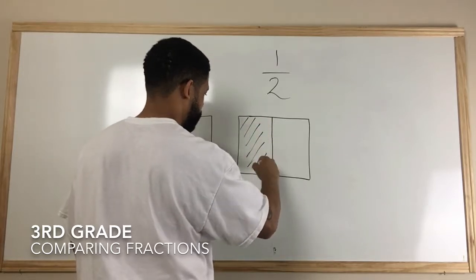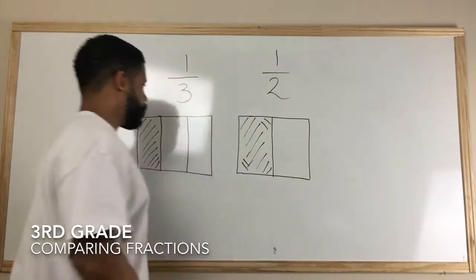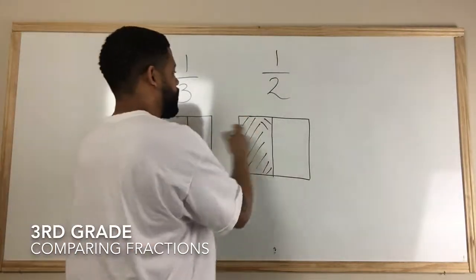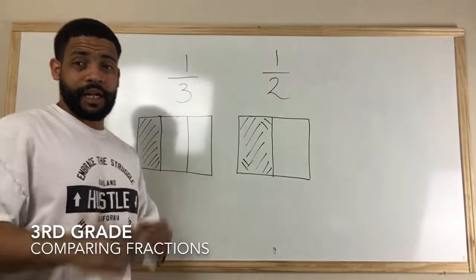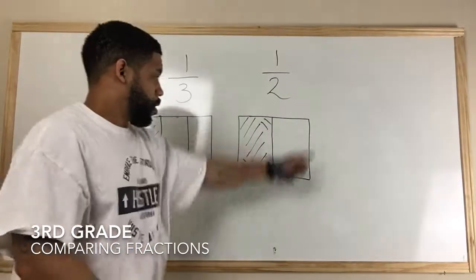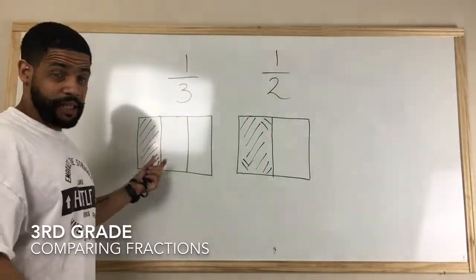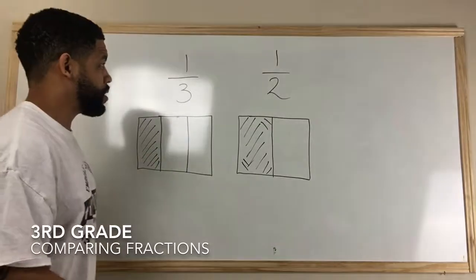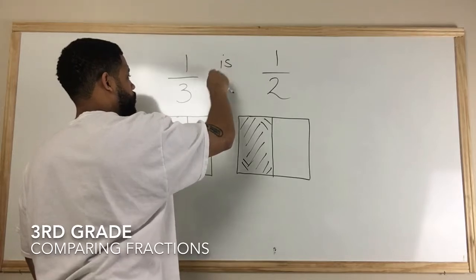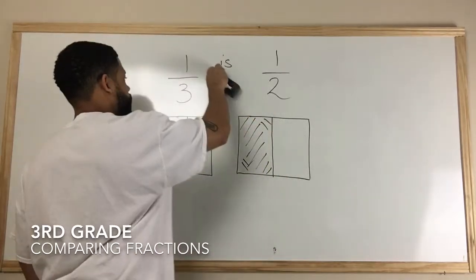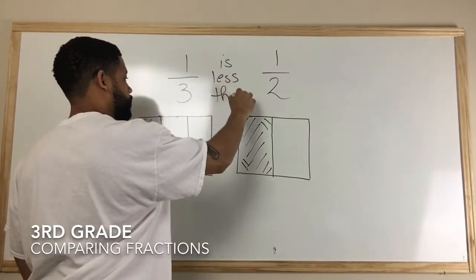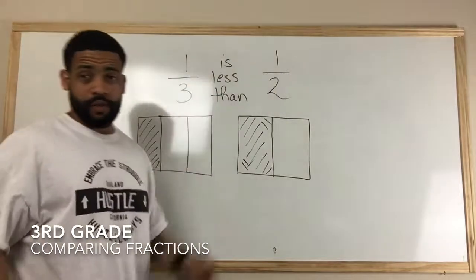Okay? And once again, we want to imagine these aren't exactly the same size, but we're going to pretend that these 2 larger rectangles are the same size. If you notice that this 1/2, if I take up half of the whole, it's going to be more than taking up 1/3 of the whole. So that means that this fraction, 1/3, is less than 1/2. So 1/3 is less than 1/2.